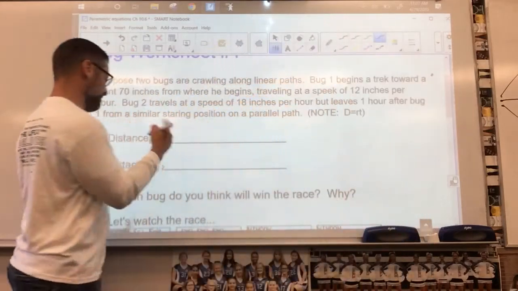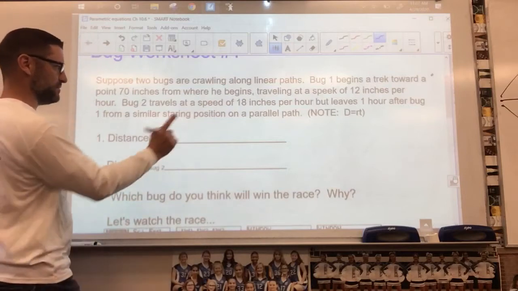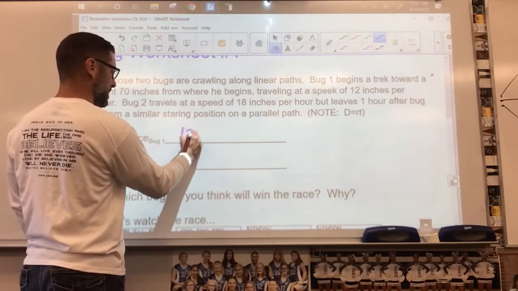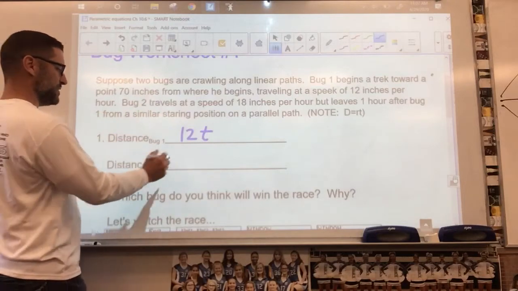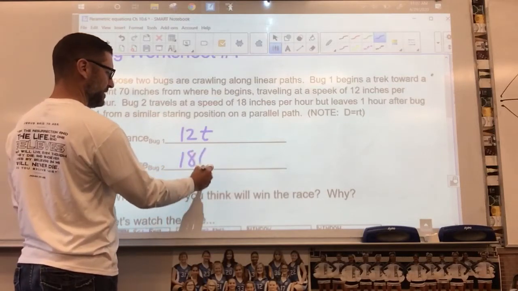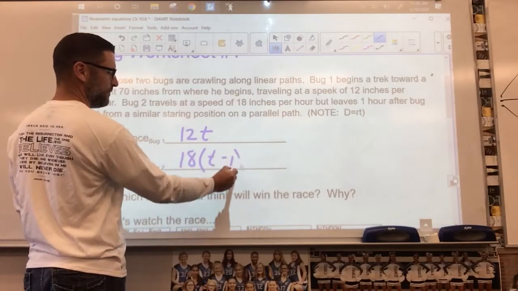Okay? And bug 1's distance. And distance for us is always equal to rate times time. So he's going 12 inches per hour times the time of t. That's bug 1. And then bug 2 is going 18 inches per hour, but leaves an hour after bug 1. So his time is t minus 1.